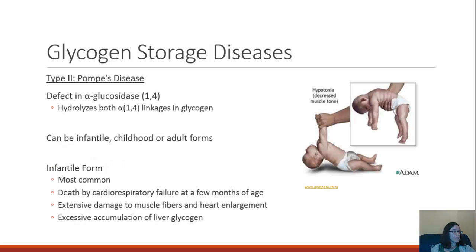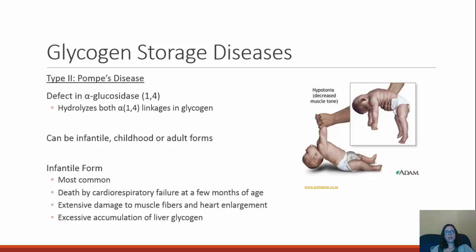The next type is Pompe's disease, and I've seen a child with this. This disease is a consequence of a defect in the alpha-glucosidase 1,4, which hydrolyzes the alpha 1,4 linkages in glycogen. So as you can imagine, we're not able to release the glucoses from the glycogen molecule.